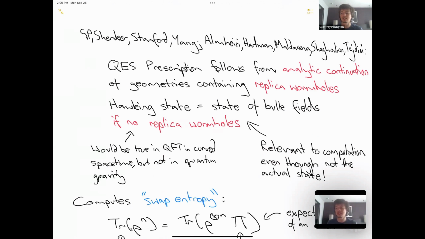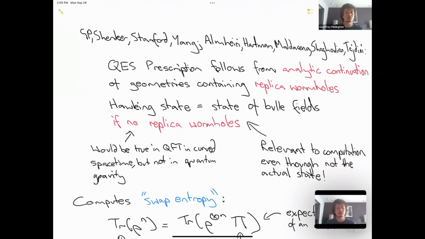The Hawking state is the answer you would get if we were just doing, say, quantum field theory in curved space-time, where there'd be no replica wormholes, but in quantum gravity, you do have replica wormholes, and so you just get a different answer, and it's just a tool in the computation.